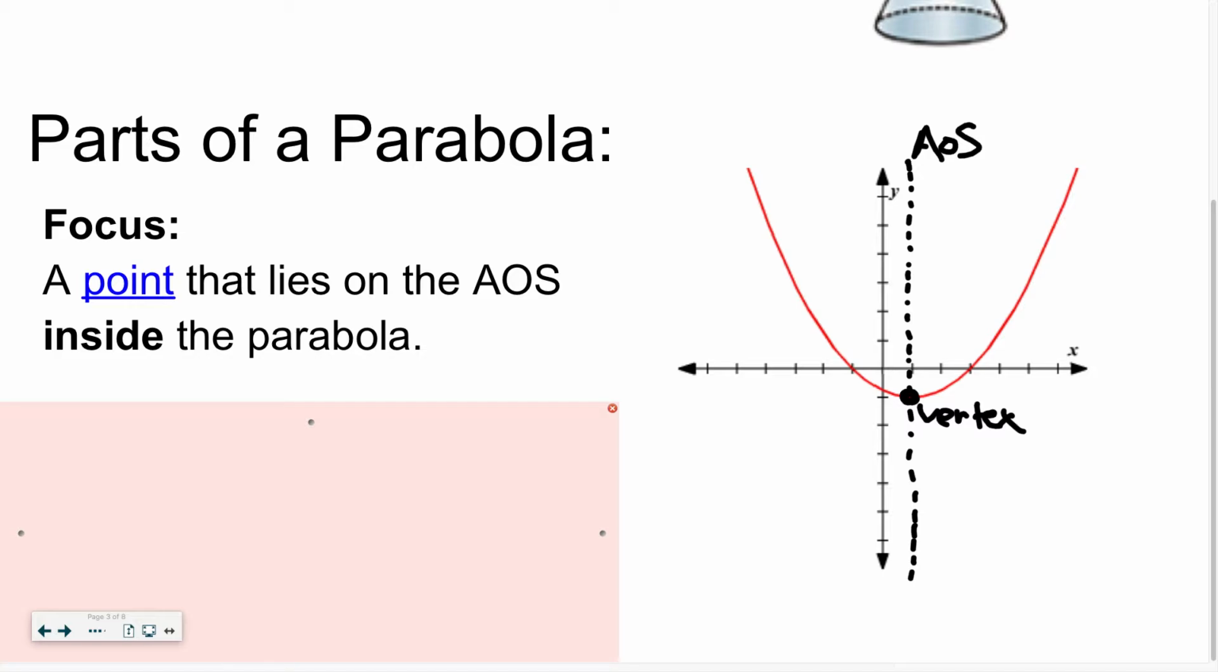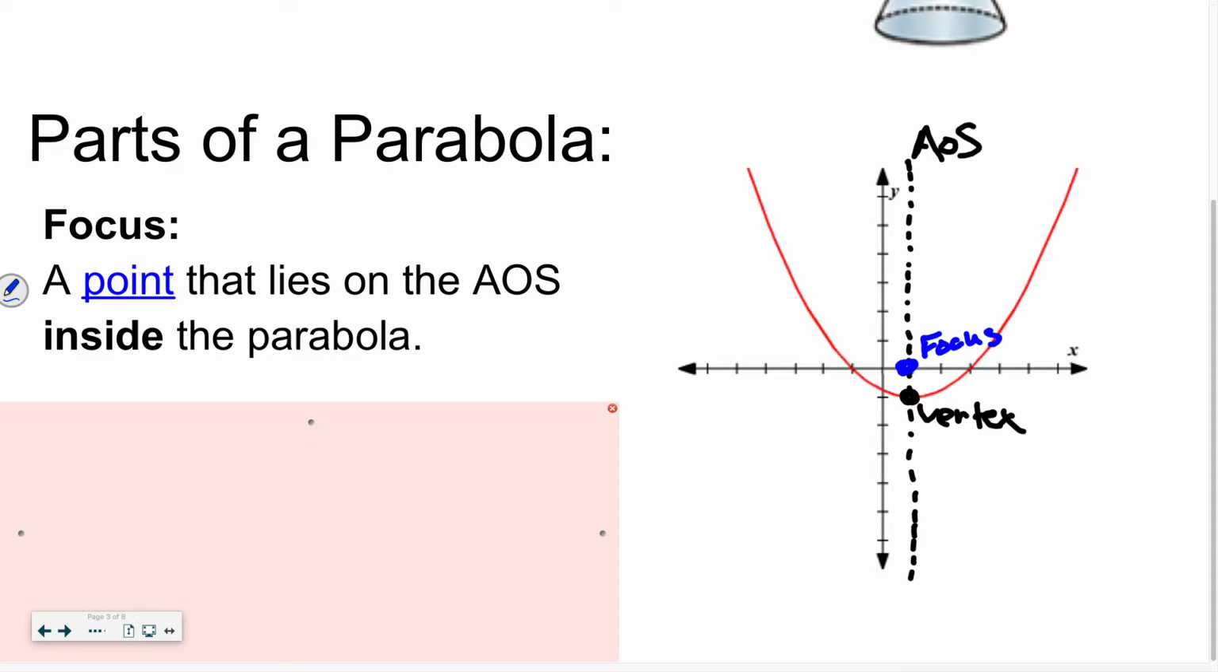And depending on the shape of the parabola, the focus has like a guaranteed location. Now I'm just going to guesstimate where I think the focus might be. Okay, I don't actually know. So I'm just going to put the focus right here. It's on the axis of symmetry. It's inside the parabola. Where on that, I don't actually know. I'm just guessing.